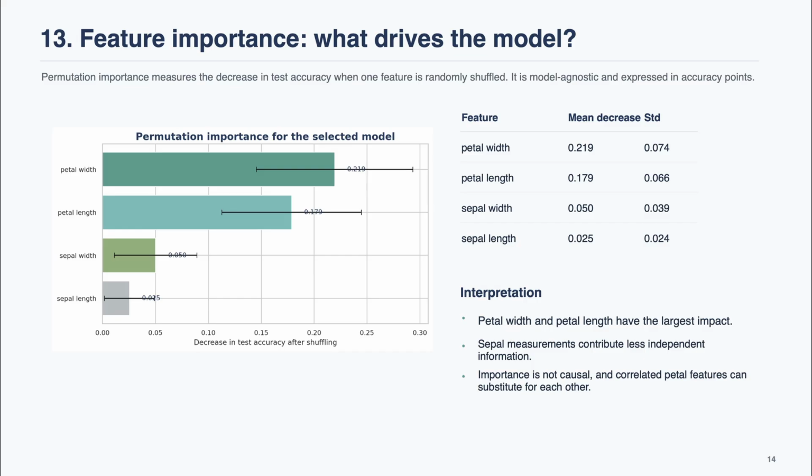This result reinforces what we already saw in the exploratory analysis. Petal measurements are the strongest predictors of iris species. However, feature importance should not be interpreted as causation. Also, because petal length and petal width are highly correlated, they can partially substitute for each other.